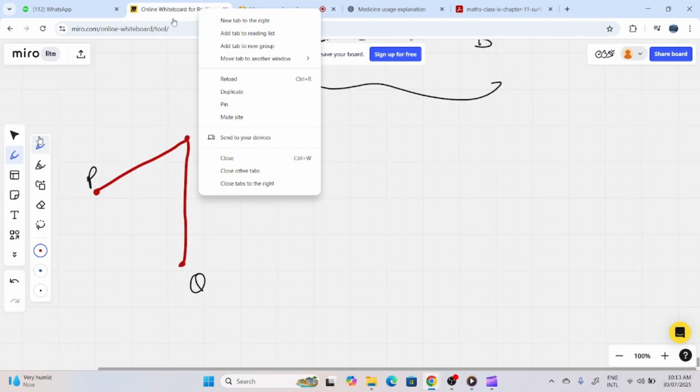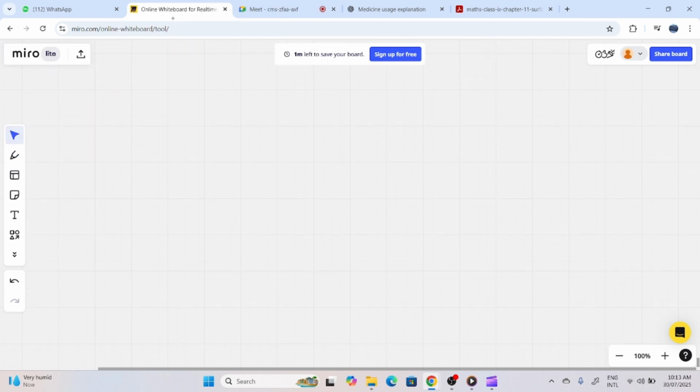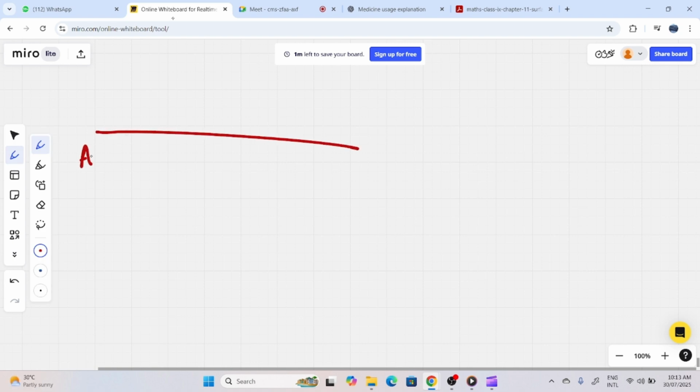Okay, listen carefully. The first part itself: if there is a line AB and O is the midpoint, what do you mean by the midpoint of a line? It's at the center. Yes, O is the midpoint means O is at the center of AB.